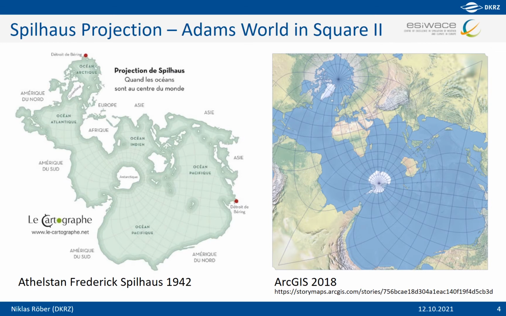Athelstan Frederick Spilhaus developed the idea in a publication in 1942, and much later in 2018 there was an inspiring article from arcis.com that studied this projection in greater detail. They found out that it was in fact an oblique slice of the Adams World in a Square II projection. The beauty of this projection is also that it is double periodic, which means that it allows for tiling along the edges by rotation.